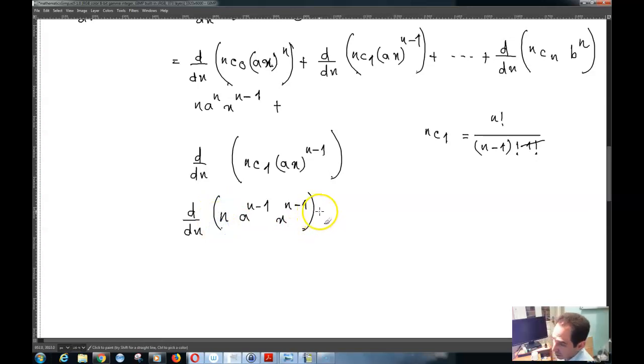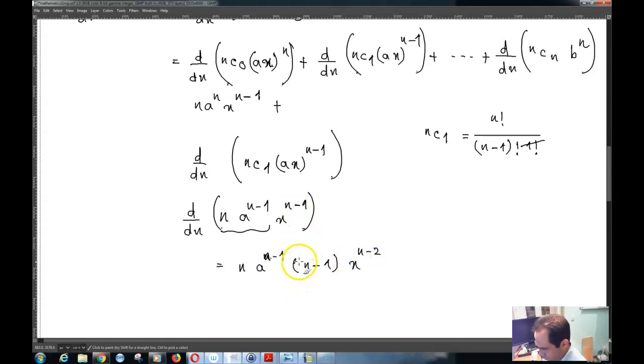Okay. Now you can see that n times a raised to the power n minus 1 is just some constant, right? So I can write this as the derivative of this would be, well, the constant times the derivative of this function, which would be equal to n times a raised to the power n minus 1 times n minus 1 times x raised to the power n minus 2.